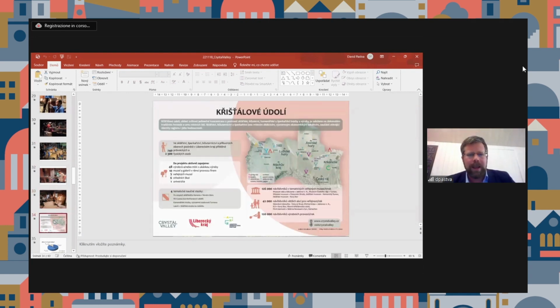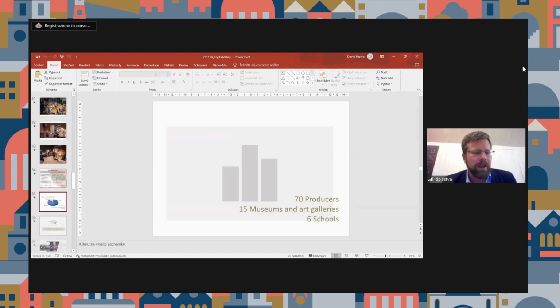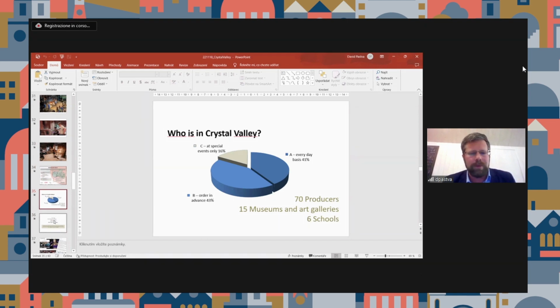A few numbers. In the whole region, we have more than 2,500 companies which are making glass chandeliers, Christmas decorations, fashion jewelry, but we have 70 enterprises which are ready to welcome their visitors and to show the work. So these are some numbers. 70 enterprises, and most of them are open to the public on an everyday basis. Some of them you have to call before because they are very small and they are normally not open to the public, and some of them open only during some special events.